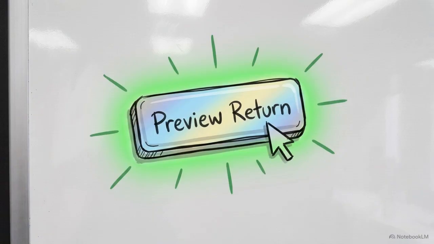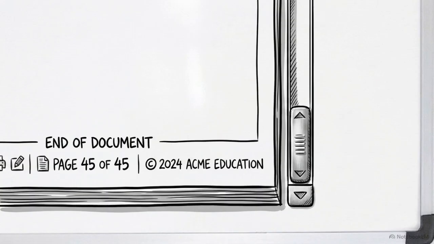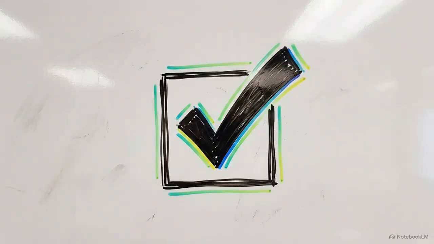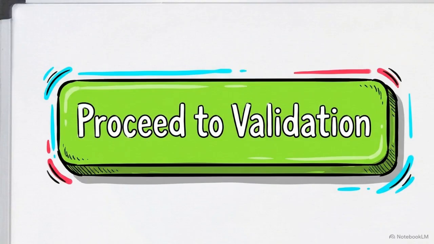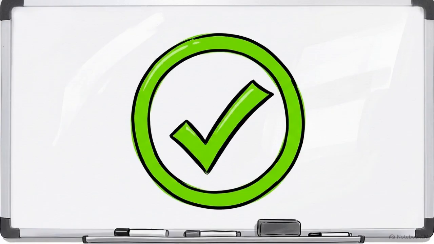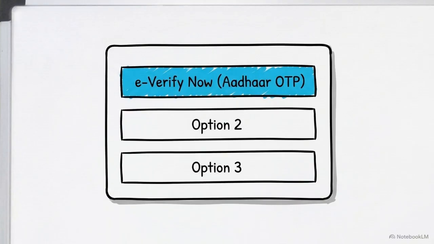To finalize, click Preview Return. Scroll to the document's bottom, check the mandatory declaration boxes, and hit Proceed to Validation. Once the portal confirms your validation is successful, you reach the critical final step. Select E-Verify Now using the Aadhaar OTP method.